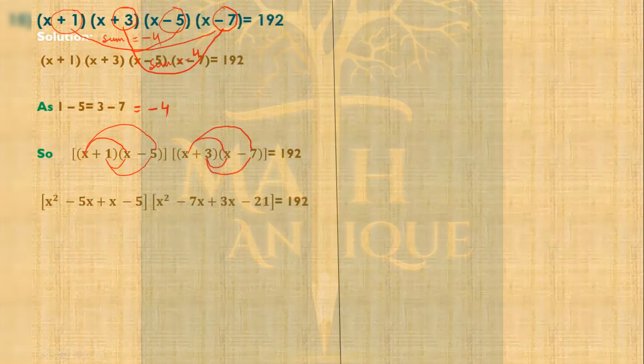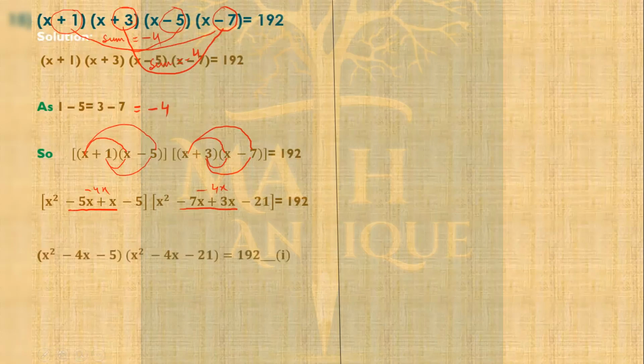Now simplify like terms. These two are like terms because the variable is the same in these two. These two are like terms. We will simplify them, and these two are like terms. So after simplification, it would be -4x, and this again -4x. So (x² - 4x - 5)(x² - 4x - 21) = 192.